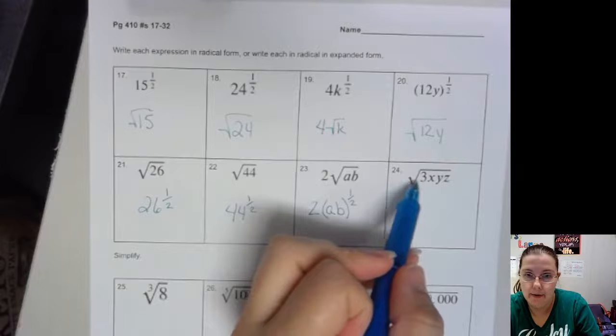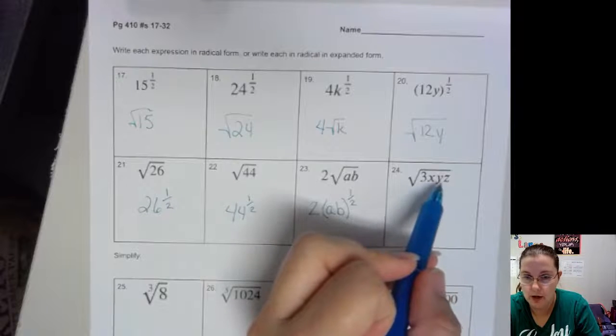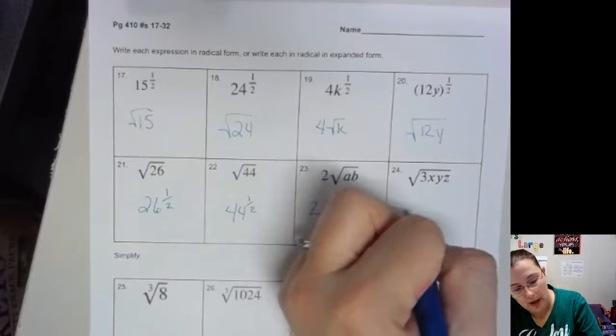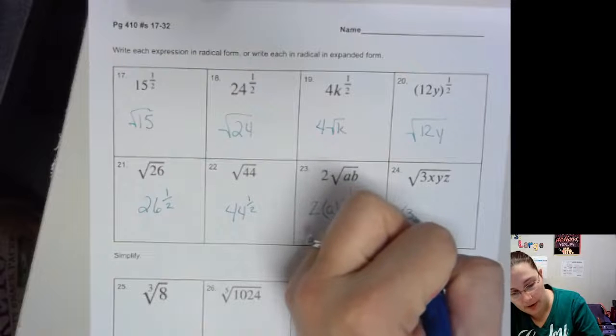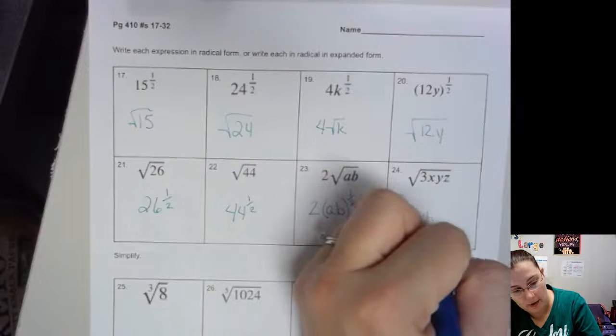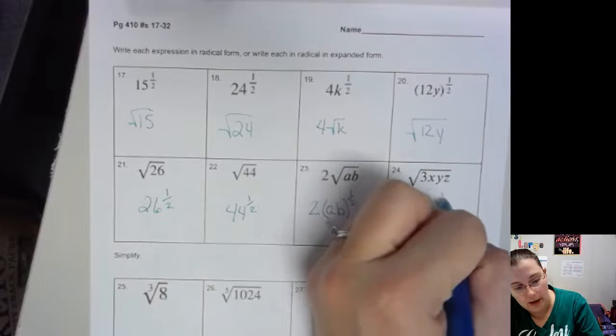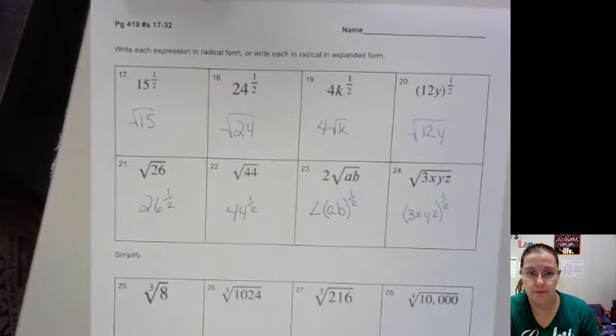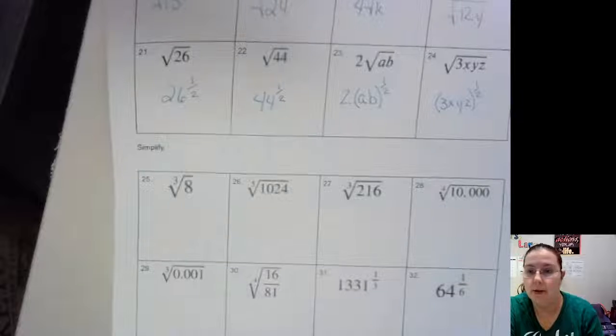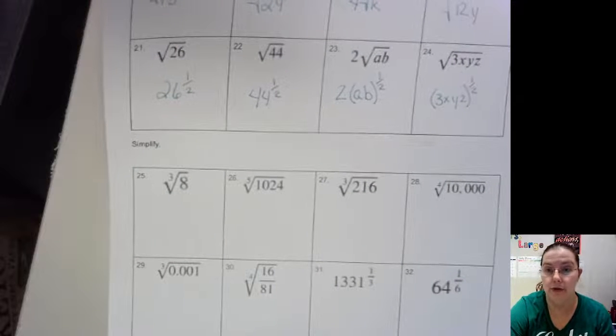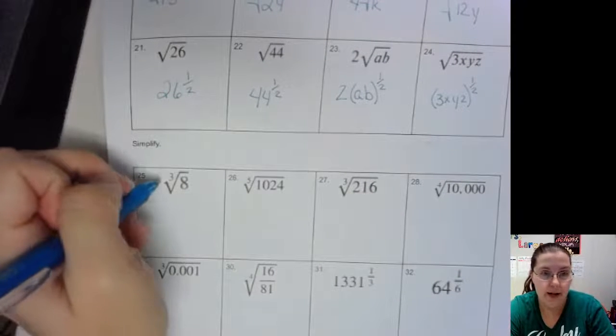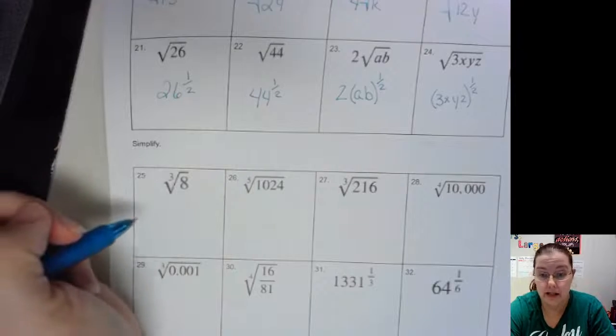Now this one, we have 4 terms underneath that radical symbol. So all 4 terms are going to go in parentheses. We have 3xyz, all raised to the 1/2. Looking at numbers 25 through 32, we need to find the actual answers for these. So we need to figure out what the cubed root of 8 is.